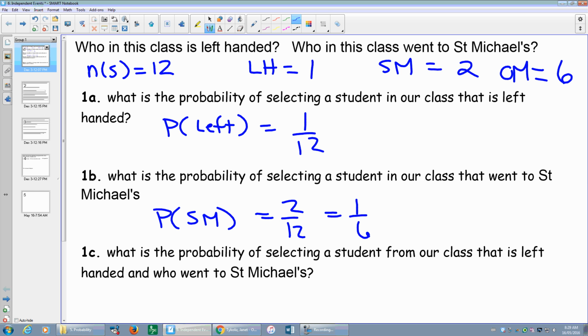Okay, so it says here, we'll maybe change this up. What is the probability of selecting a student from our class that is, we'll fix 1B. So the probability of being from Canadian Martyrs is what in this class? Six over 12, so half of you today have went to Canadian Martyrs. So what is the probability of selecting a student from our class that is left-handed and who went to Canadian Martyrs?